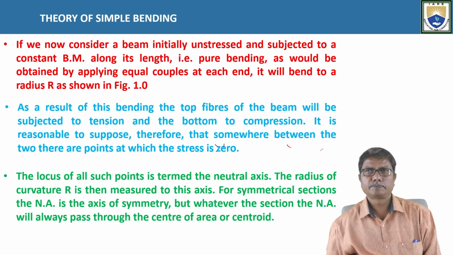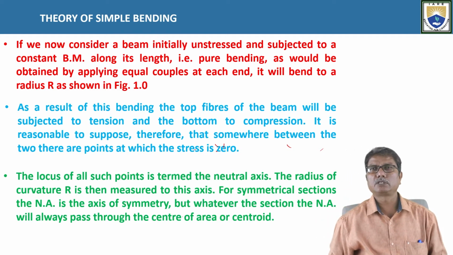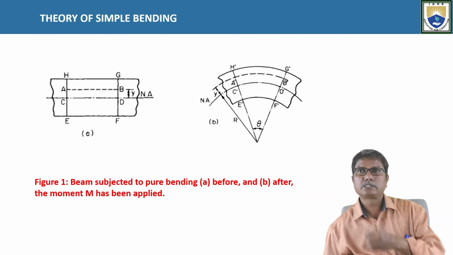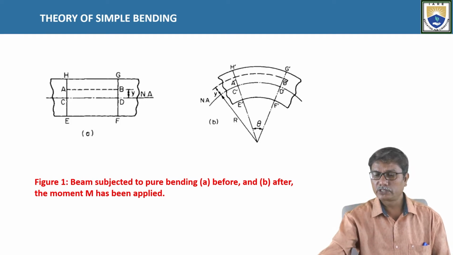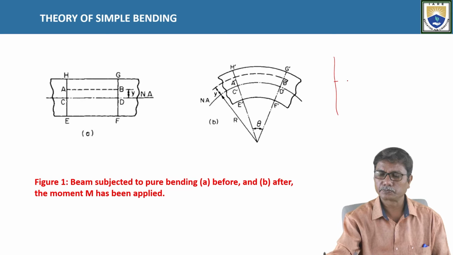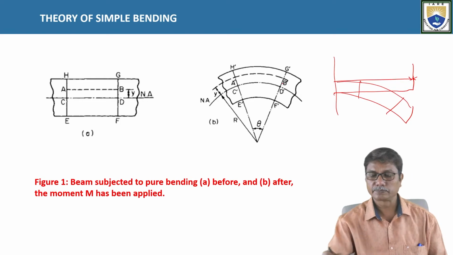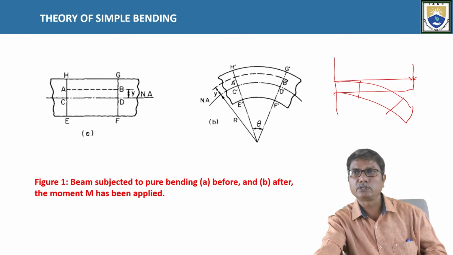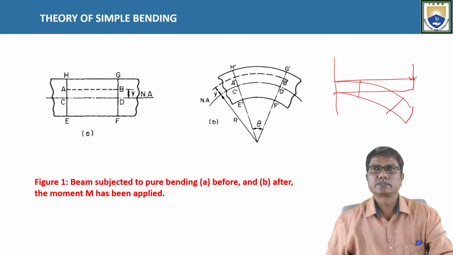It may be of any shape. The neutral axis passes through the centroid of the cross section. Okay, let us consider the case of cantilever beam, in which the top fibers are subjected to tension. Okay, so we consider a small portion of this cantilever beam of length dx.